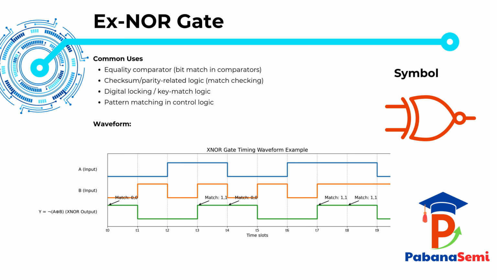The waveform labels these as match 0, 0 and match 1, 1. Whenever A and B are different, like 0, 1 or 1, 0, the output drops low. So the waveform reinforces the main takeaway. XNOR is a match detector, high for equal inputs, low for unequal inputs.